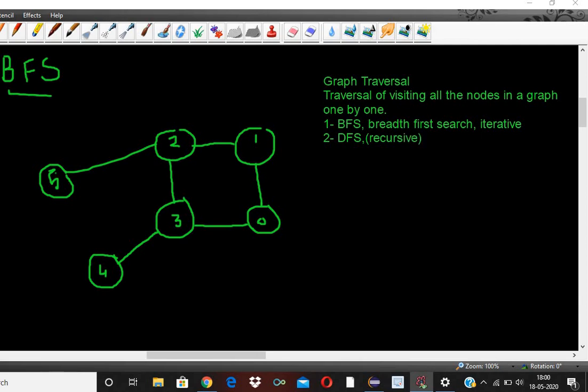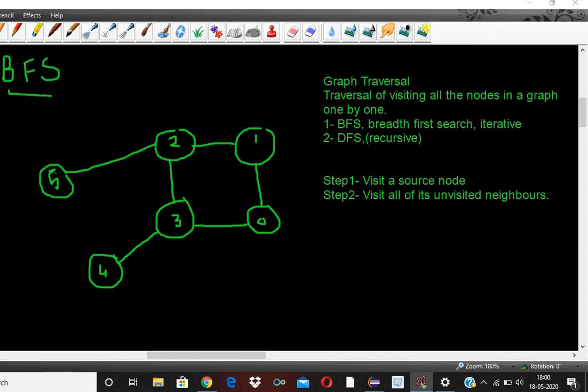For traversing through BFS, the two main steps are: step 1, visit a source node, and step 2, visit all of its neighbors. More specifically, I should say visit all of its unvisited neighbors. This will be cleared later when I explain through an example.